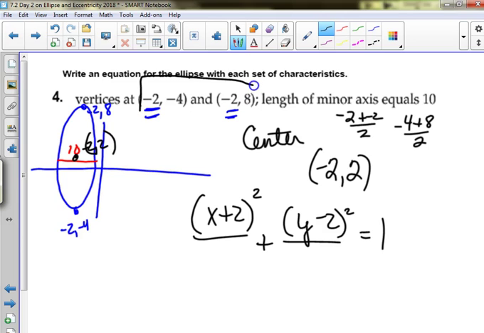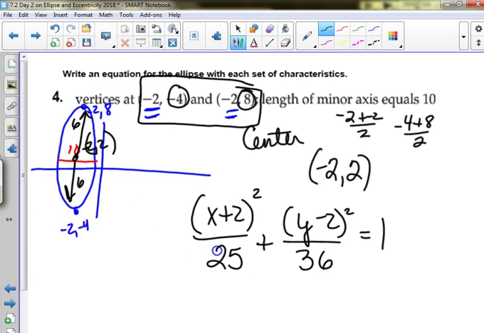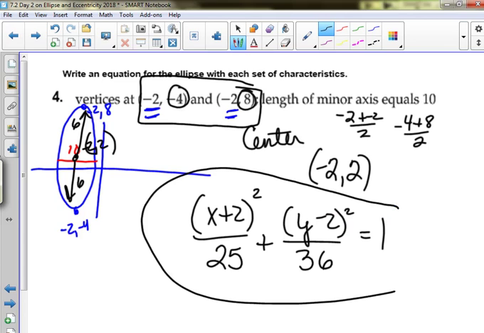How long is this? Vertice to vertice is major axis, right? How far apart is negative 4 from positive 8? 12. So it was 6 up and 6 down. So this is 36 in the y. Good job. Even easier here, right? If this whole minor axis is 10, then it was how far each way? 5, but what goes down here is 25. I didn't think that one was too bad.